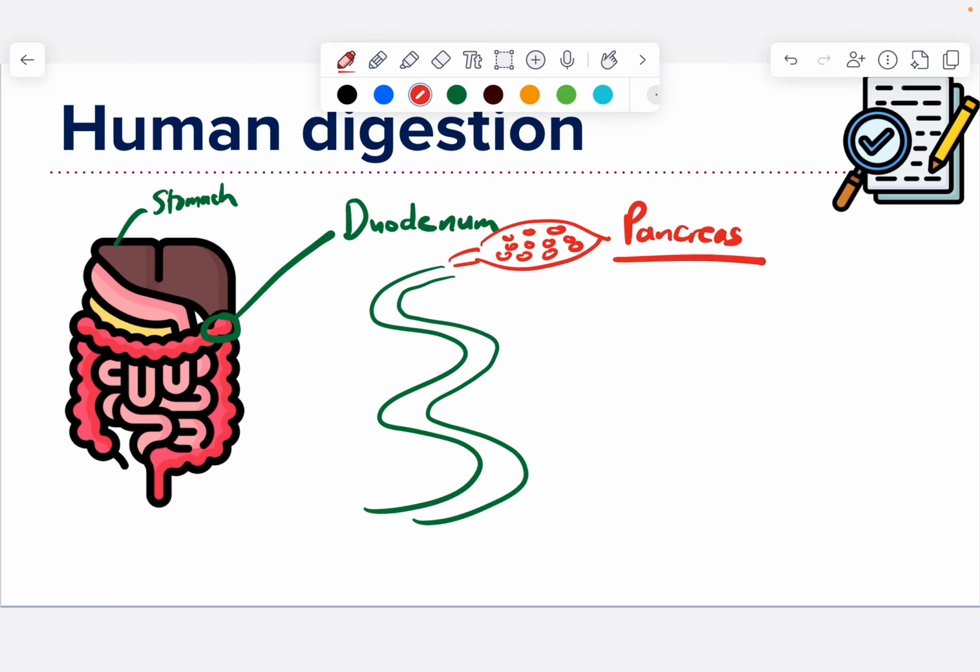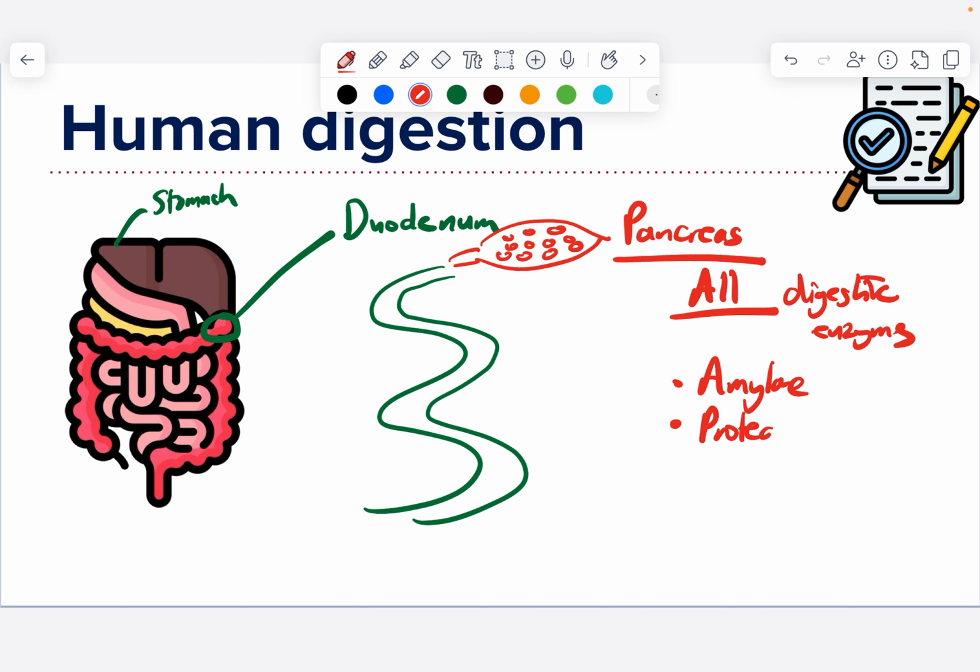The pancreas plays a huge role in digestion. It produces all digestive enzymes. So it produces amylase, it produces protease, it produces lipase. It does also play a role in glucoregulation because it produces the hormones insulin and glucagon, but we'll talk about that later. And also at the same point, coming in here, we have our liver.